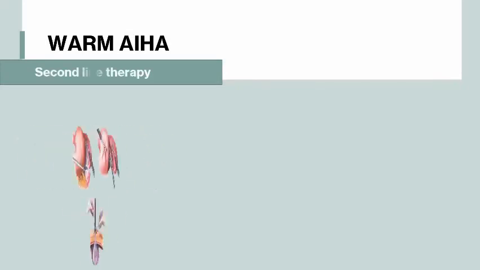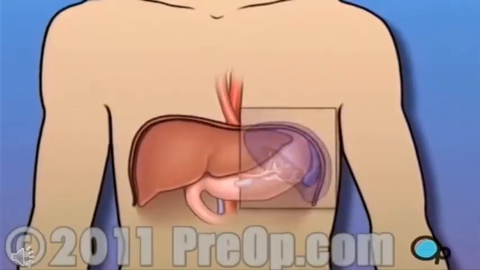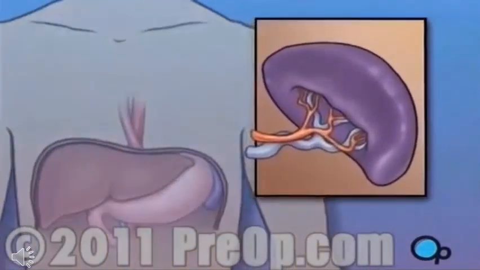The second-line therapy for warm AIHA is splenectomy. It is the removal of spleen. It is thought to be the most effective conventional second-line treatment to be proposed to patients unresponsive or intolerant to corticosteroids.